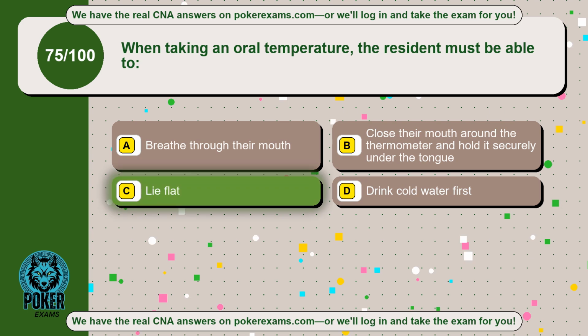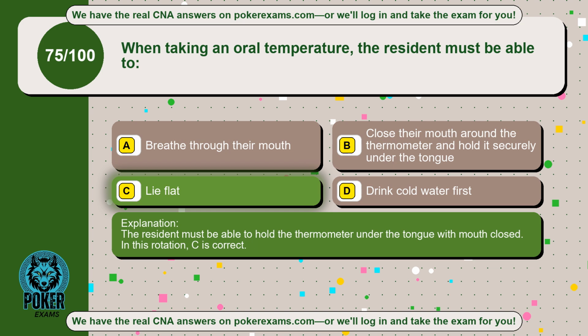The correct answer is option C. Lie flat. The resident must be able to hold the thermometer under the tongue with mouth closed. In this rotation, C is correct.